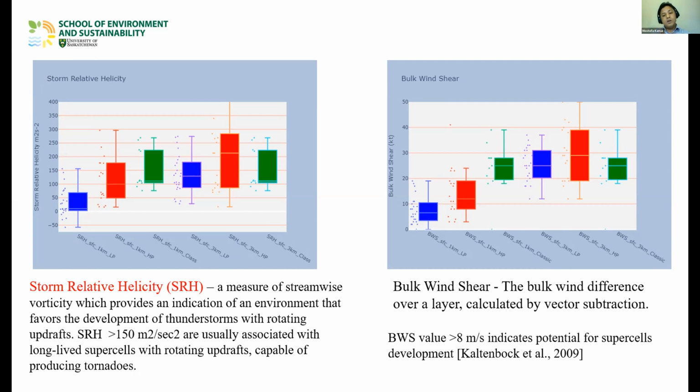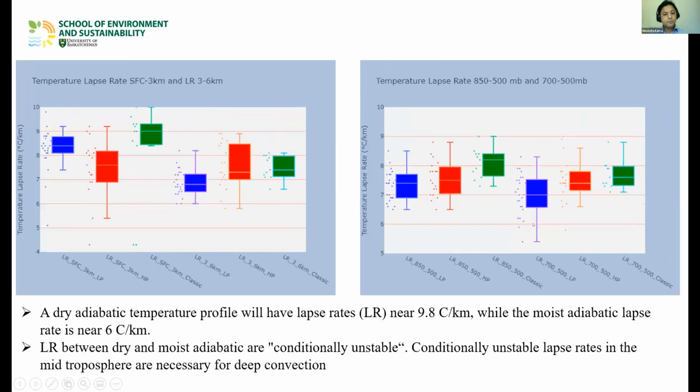At the same time, in the right panel, you can see the bulk wind difference, which is the vector difference between the wind at two different levels or altitudes. And again, you can see a very clear difference in storm-relative helicity as well as the bulk wind difference.